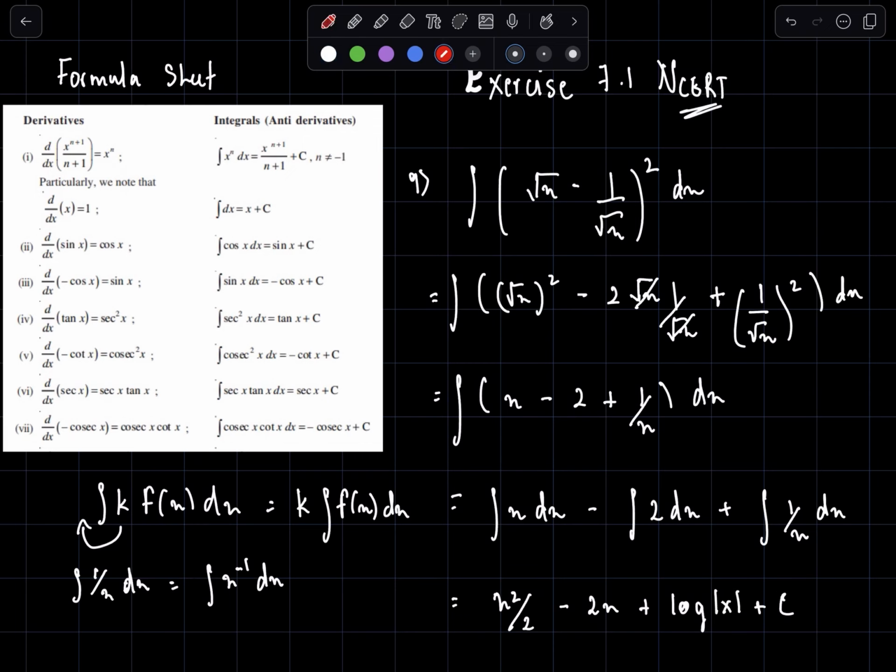And if you see in the formula even, correct? Look at the condition. This condition can only be applied if n is not equal to minus 1. So be careful about that. Okay, there is a separate formula for x raised to the power of minus 1 or 1 over x. And that is log of x. Alright?